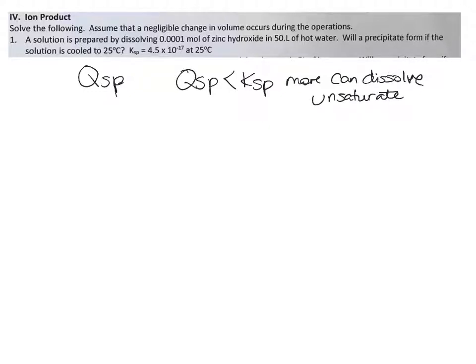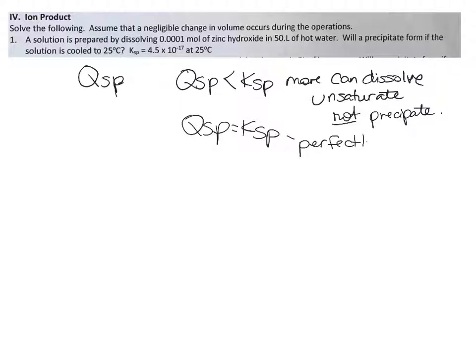And if you were to lower the temperature, it will not precipitate out. The solid will not form a precipitate. If the Qsp equals Ksp, this is a perfectly saturated solution. You have exactly as much solute dissolved.